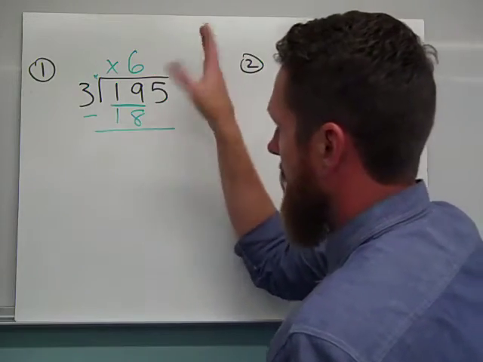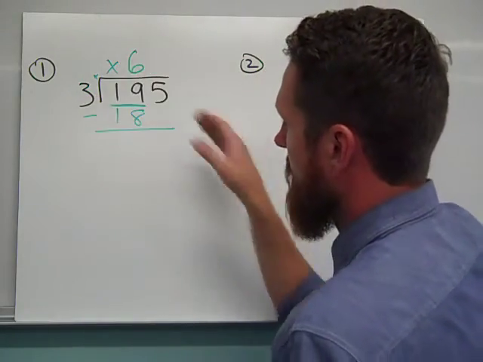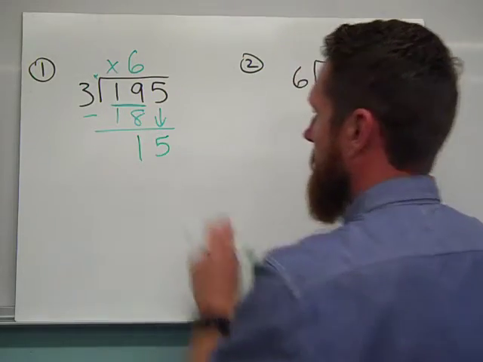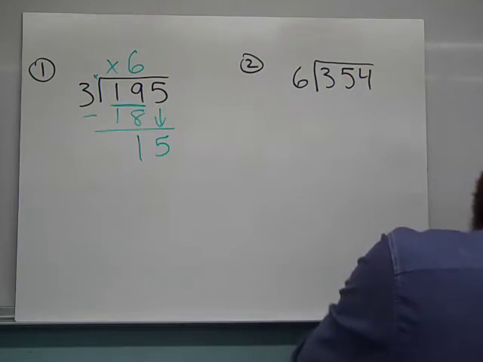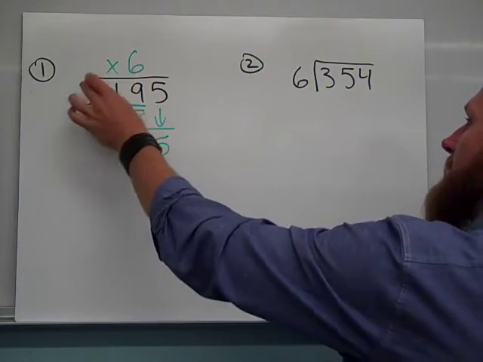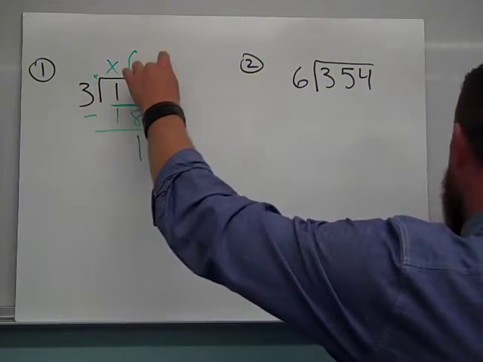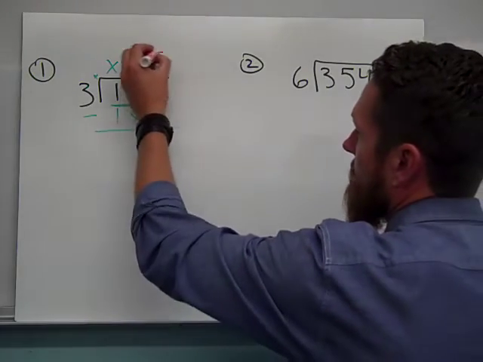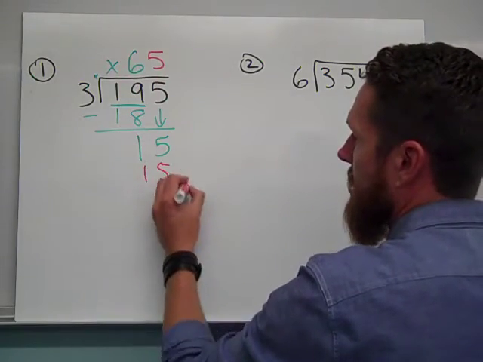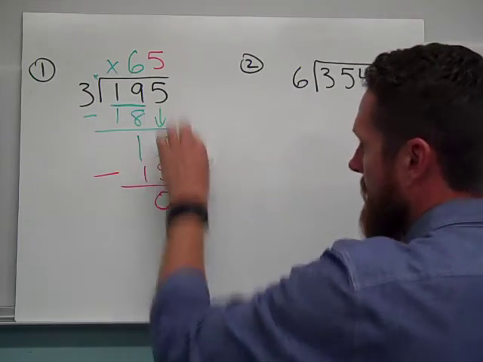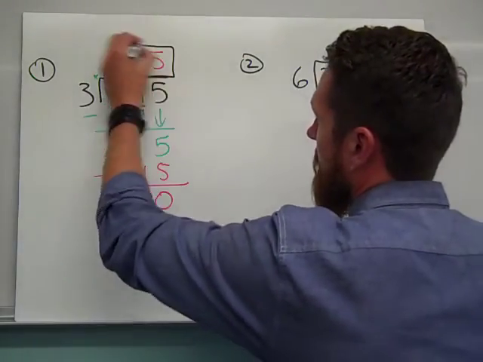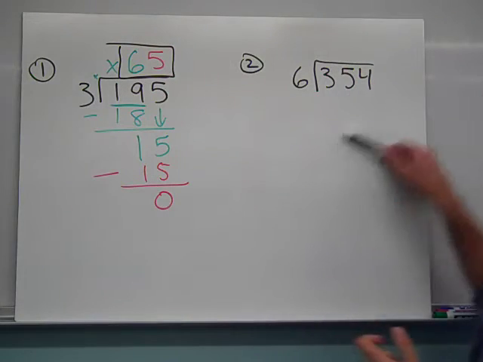So I've done my division, multiplication. Now I subtract. Then I bring down the 5. Then I start all over again. I'm dividing 15 divided by 3. So what number times 3 equals 15? Well, 5. 5 times 3 equals 15. Subtract. There's nothing to bring down. Therefore, my answer is 65.